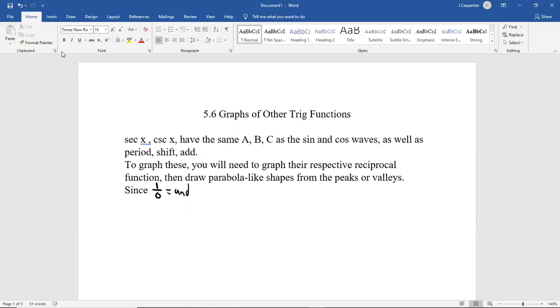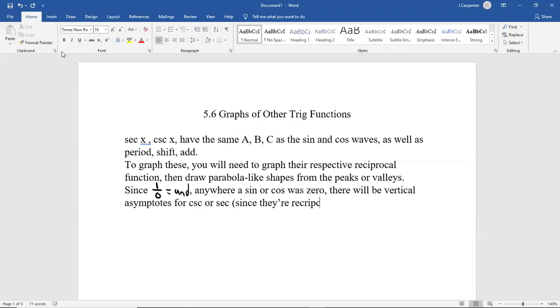All right, so since 1 divided by 0 is undefined, anywhere a sine or cosine was 0, there will be vertical asymptotes for cosecant and secant. And this is because they're reciprocals. So if the sine is 0, that means the cosecant is 1 over 0, which is undefined.